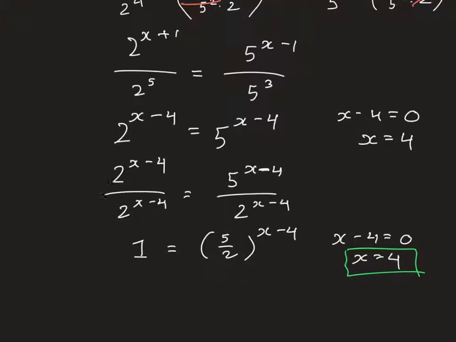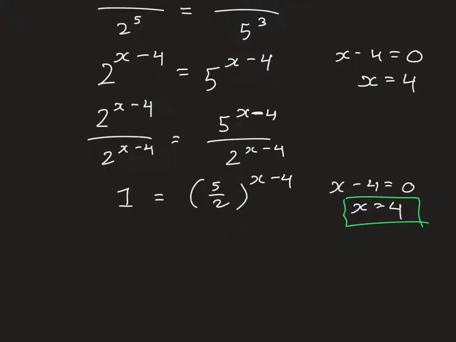And now we can use that in one of the equations that we had to find the value for y. So using the first equation, 25 times 2 to the x plus 1 equals 16y. Substitute in x equals 4. And this gives you y equals 50.